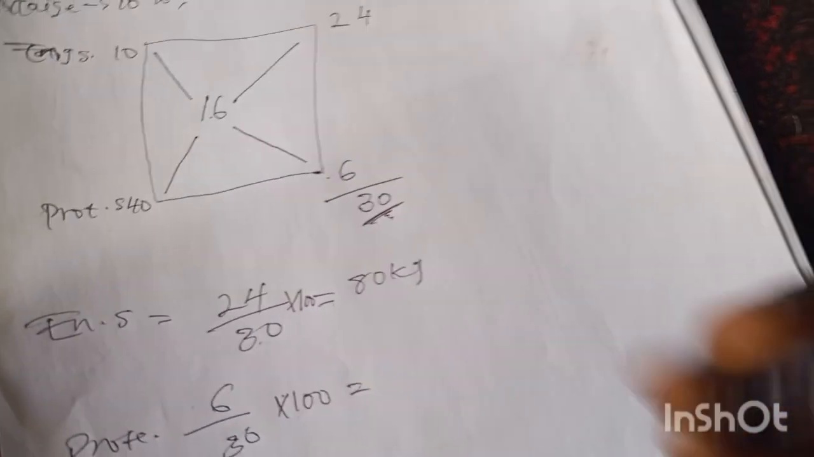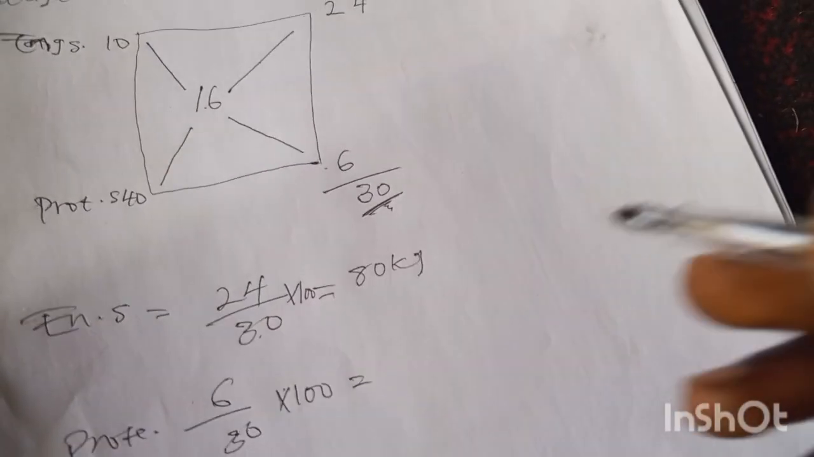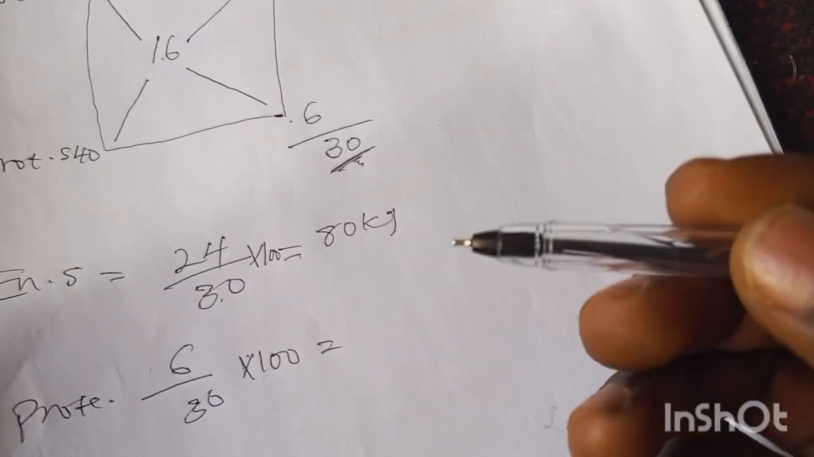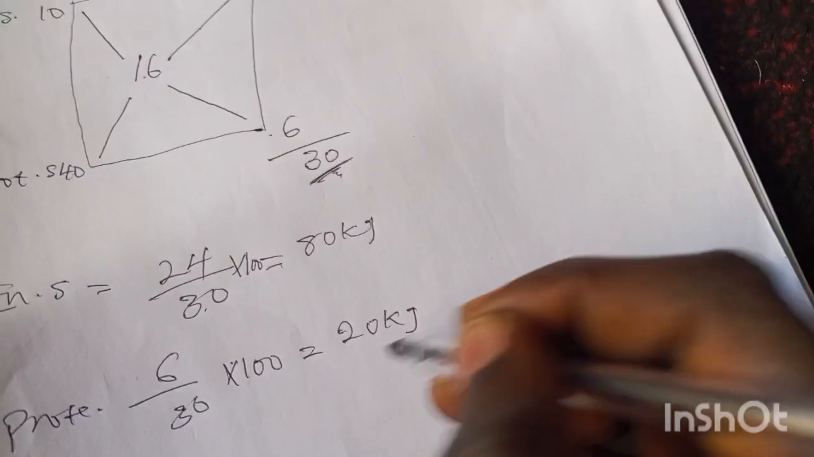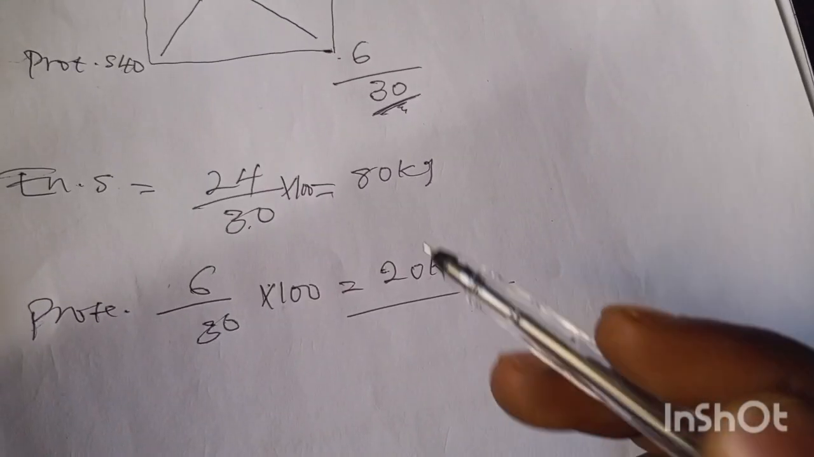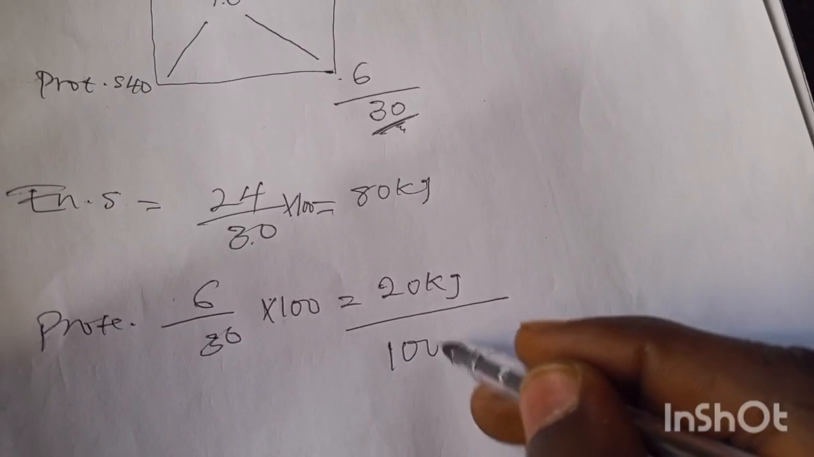Remember what I said: we are trying to confirm if this in total can give us 100 kg. This is done before we can calculate for the CP and the ME. It's possible. So 6 divided by 30 times 100 will give us what? 20 kg. So 80 kg plus 20 kg will give us exactly 100 kg.